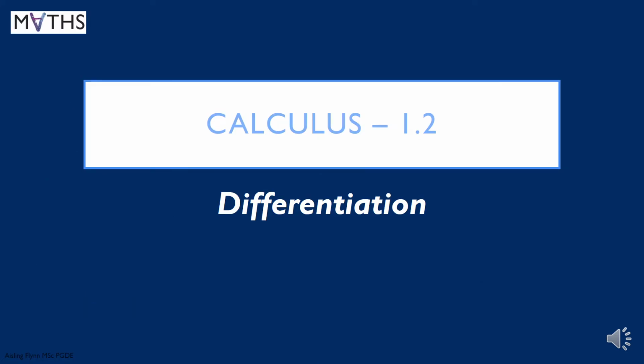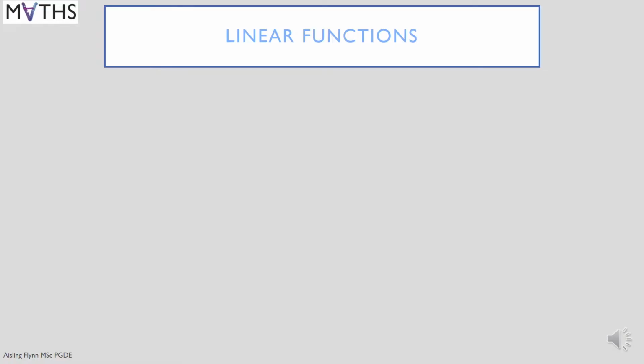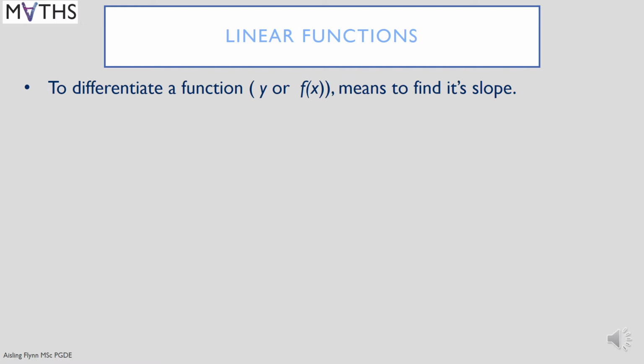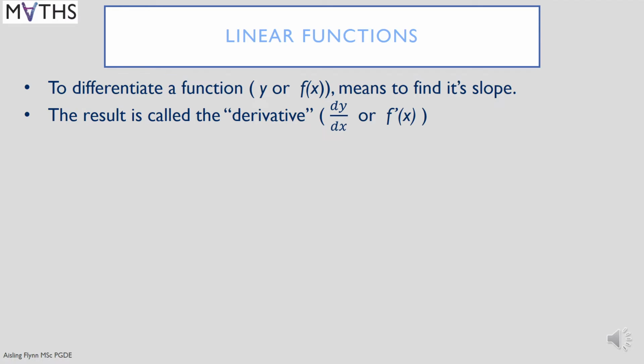This is Calculus 1.2 Differentiation. So now we're going to look at some linear functions. To differentiate a function called y, or perhaps f of x if you're using function notation, means to find its slope. The result is called the derivative, dy dx or f dash of x.